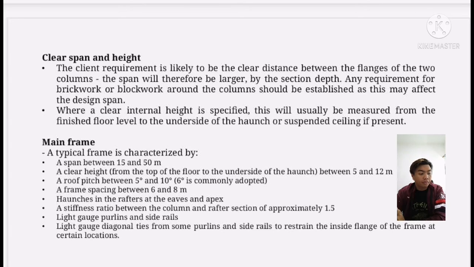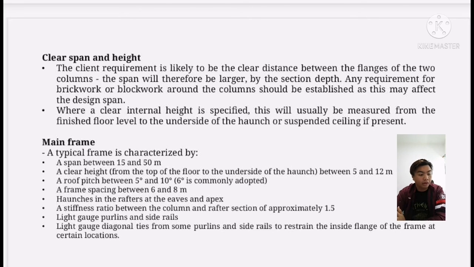The first one must be between 15 and 50 mm. Then the clear height from the top of floor to the eaves of the house between 5 and 12 m, and the roof pitch between 5 degrees and 10 degrees, with 6 degrees commonly adopted. Then a frame spacing between 6 and 8 m, then the haunch in the rafter at the eaves and apex.